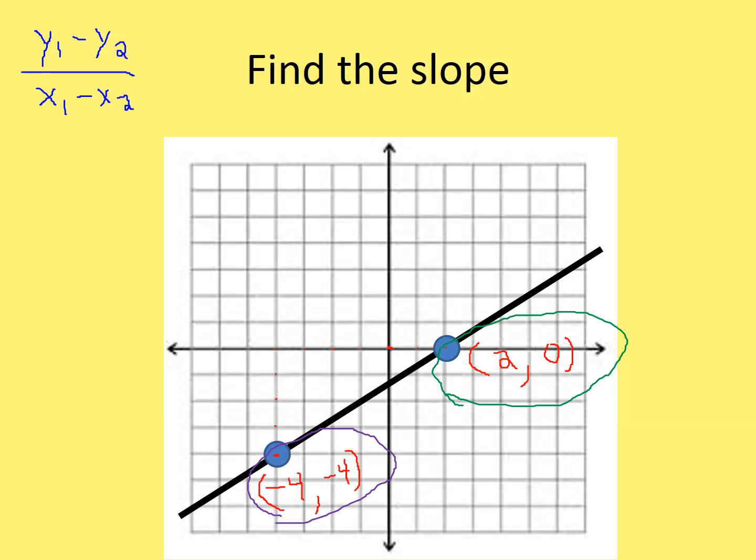So, y1 has to be 0 because that's the y value of the first point, and x1 has to be 2 because that's the x value of the first point. Then I'm going to subtract the other point from it. In this case, both of them were negative 4, both the y value and the x value.